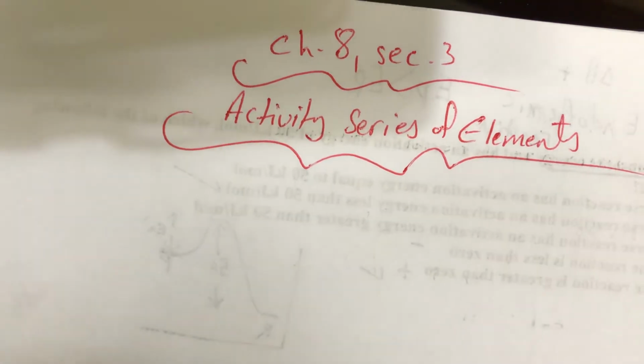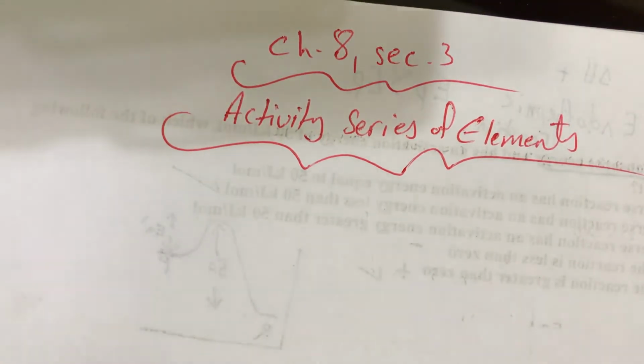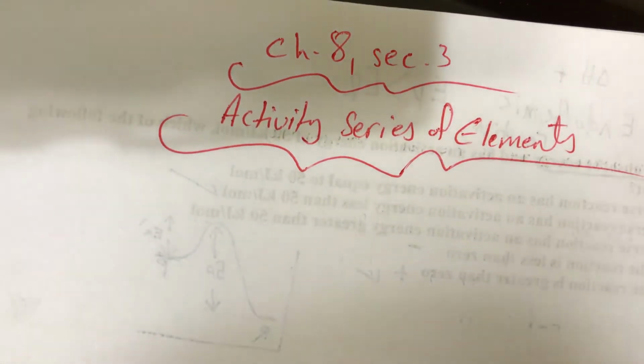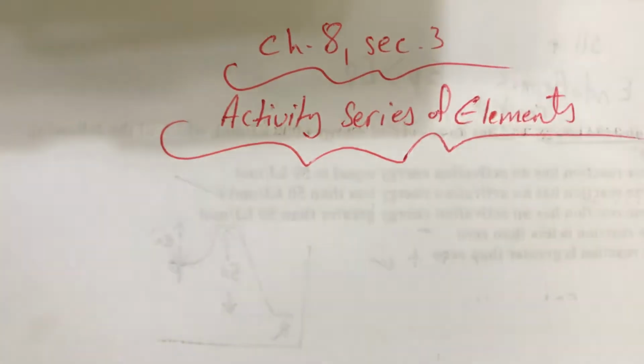Chapter 8, Section 3, Activity Series of Elements. So what is an activity series? It's a list of elements organized according to their reactivity.